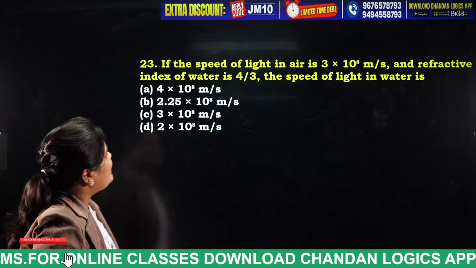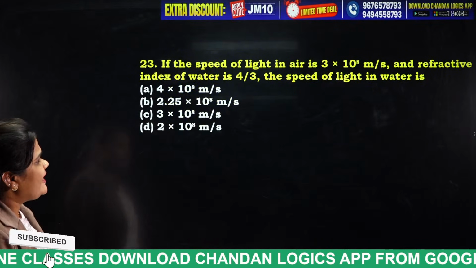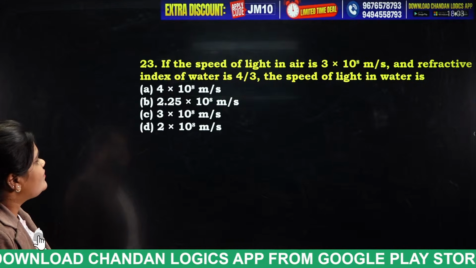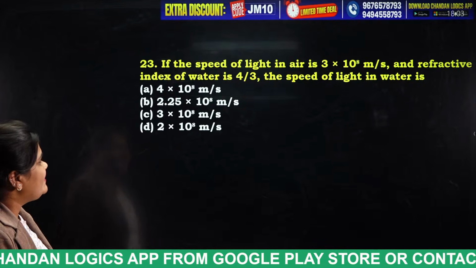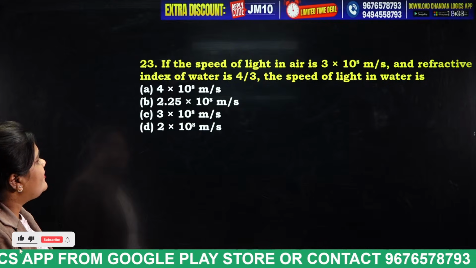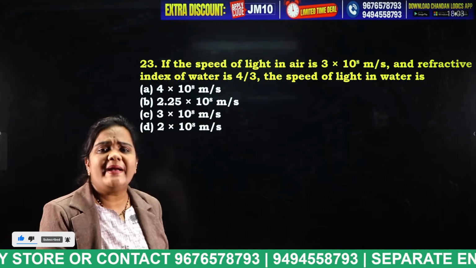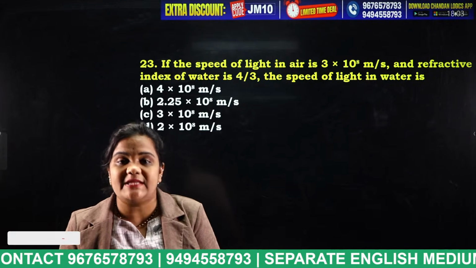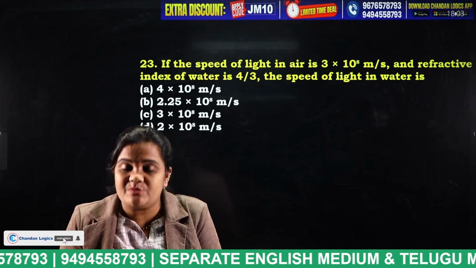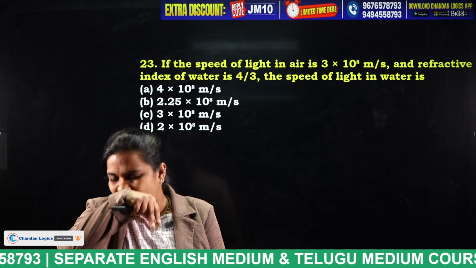If the speed of light in air is 3 into 10 power 8 meters per second and the refractive index of water is 4/3, the speed of light in water is: 4 into 10 power 8 meters per second, 2.2, come on, tell me what is the answer. I have told you many times, students, refractive index is nothing but speed of light in vacuum divided by speed of light in the medium. Okay, now try to tell the answer.